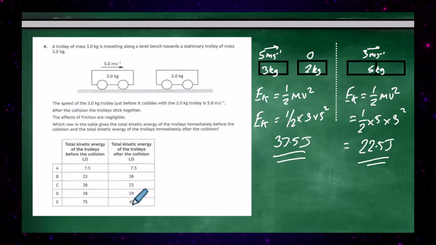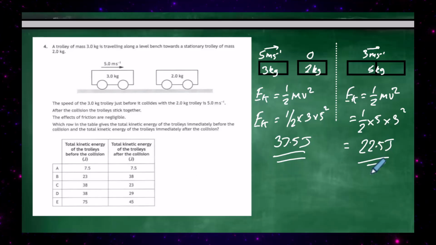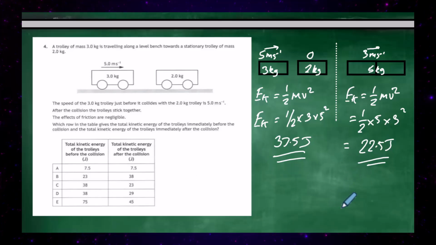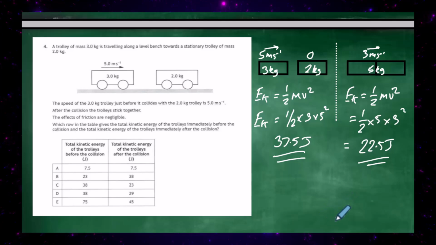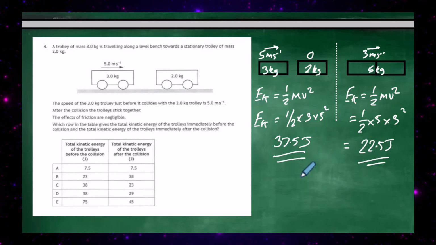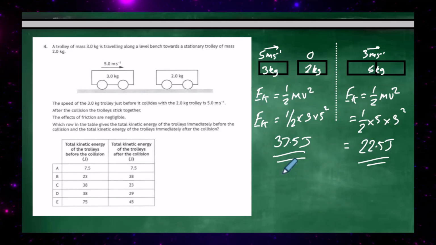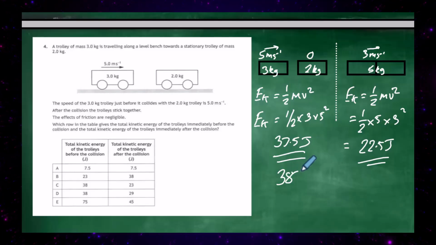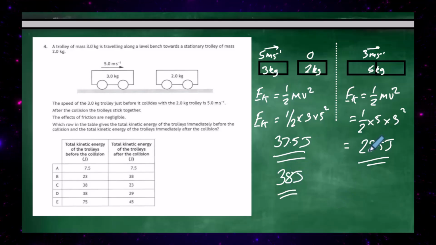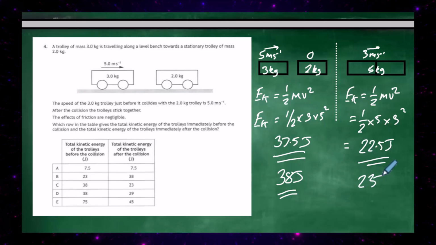But if we look at the table, we don't see 37.5 or 22.5 because once again we have to round it up to two significant figures. So 37.5 to two significant figures will turn out to be 38 joules. 22.5 will turn out to be 23 joules.